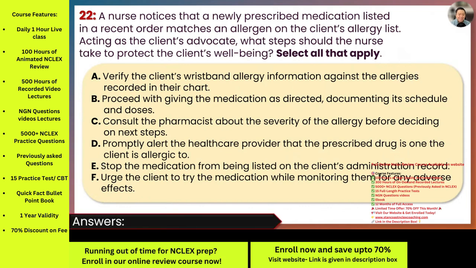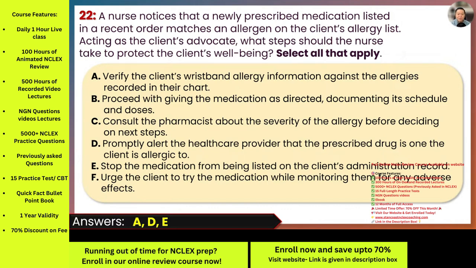The answers here are options A, D, and E. Why A? Well, the client's allergy list should always be double-checked before giving any new medication. We know that mistakes can happen in documentation or in the entry of the order. So you have to verify the wristband and chart records in order to catch any errors before they reach the client. What you're going to do here as a nurse is use two sources of identification before you administer any medication. You have to ask the client's name and birthday while checking the patient's bracelet.